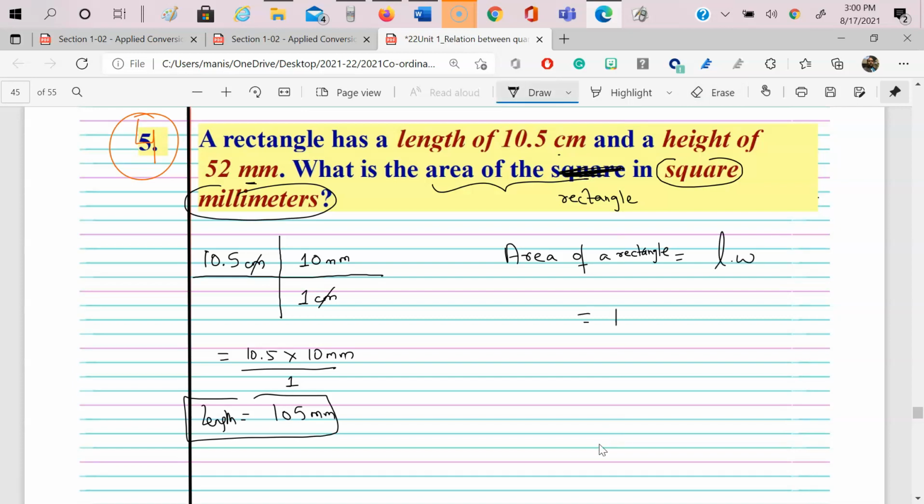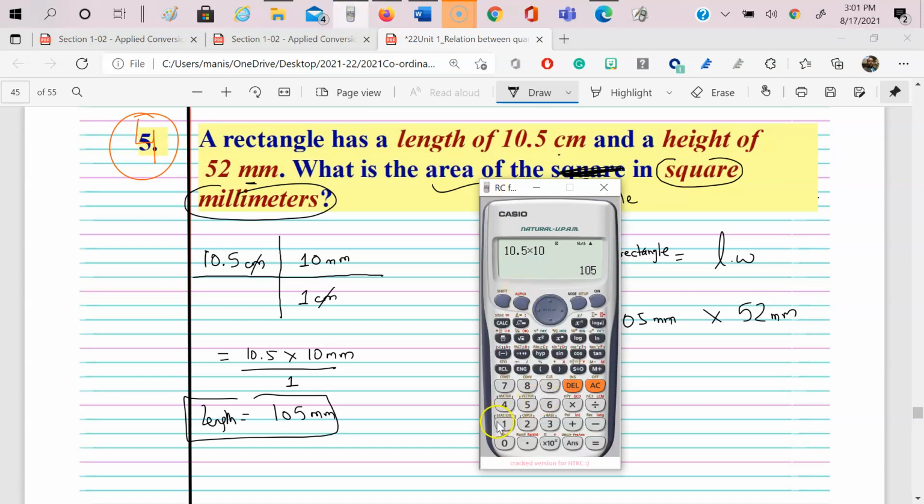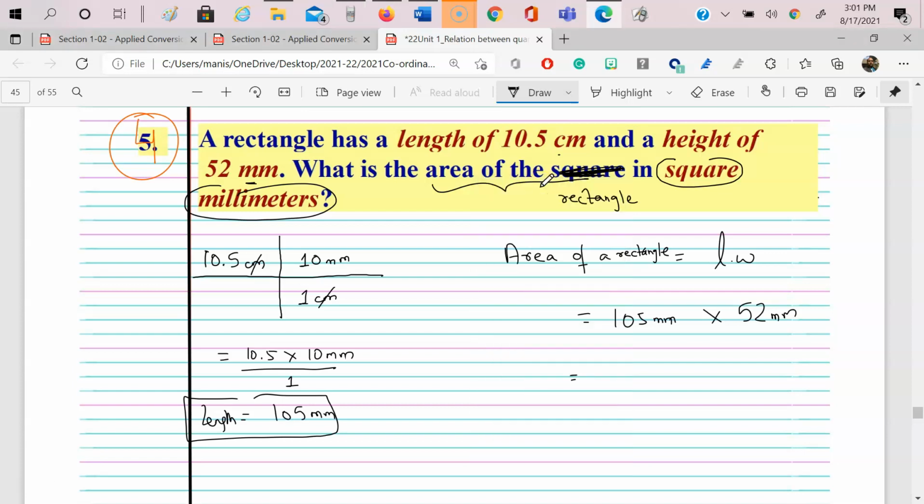What is the value of length? 105 mm, multiplied by W. What is W? 52 mm. So let's go ahead and multiply these two. 105 times 52. So this is your 105 times 52. My answer is what? 5460, 5460. So I'll write it over here.